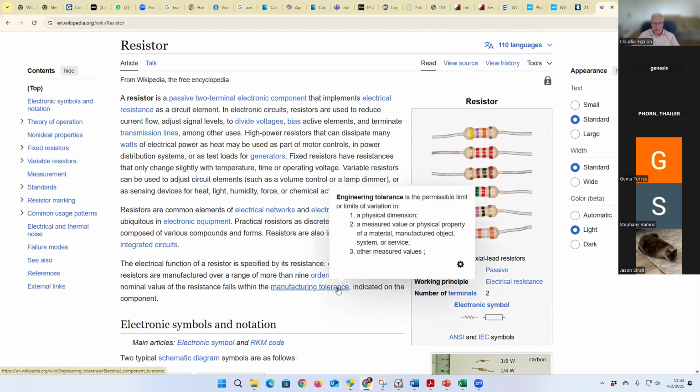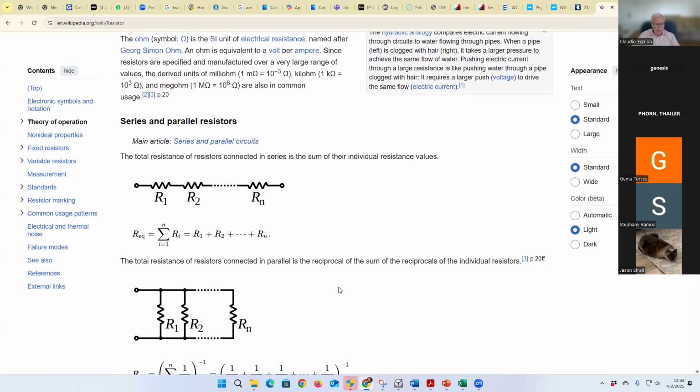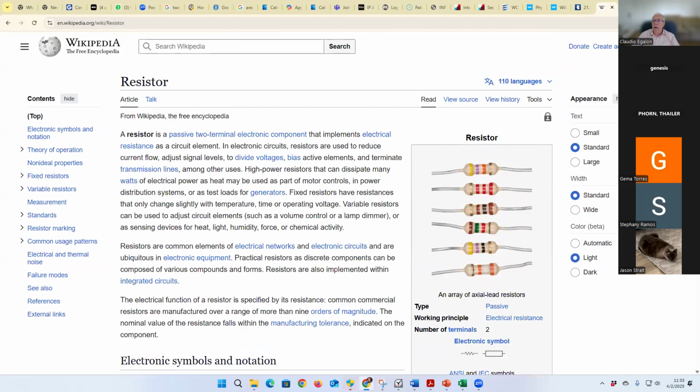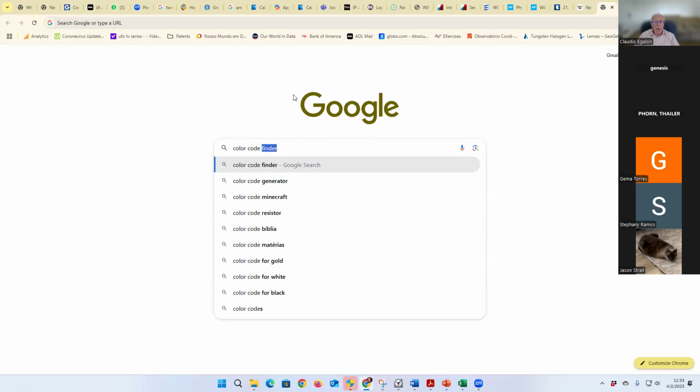That's what it is. And all those colors, let's see if I can get the numeric value of those color codes of resistors. We've got to go to the internet. Color code. Is this accurate? Let's see.